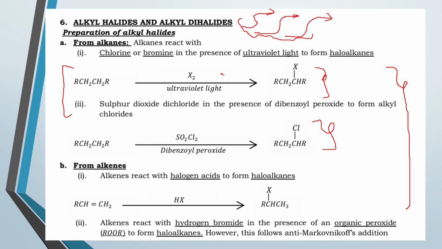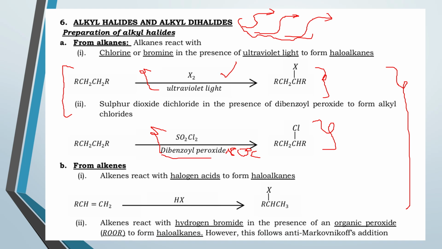One where we are going to use ultraviolet light, and we say that for this one in organic synthesis, you make sure that it's going to be your last step. But if at all it's not your last step, we say that we shall opt for sulfur dioxide dichloride, and the condition for that is dibenzoyl peroxide at a temperature of 80 degrees Celsius. So make sure that you add that temperature.